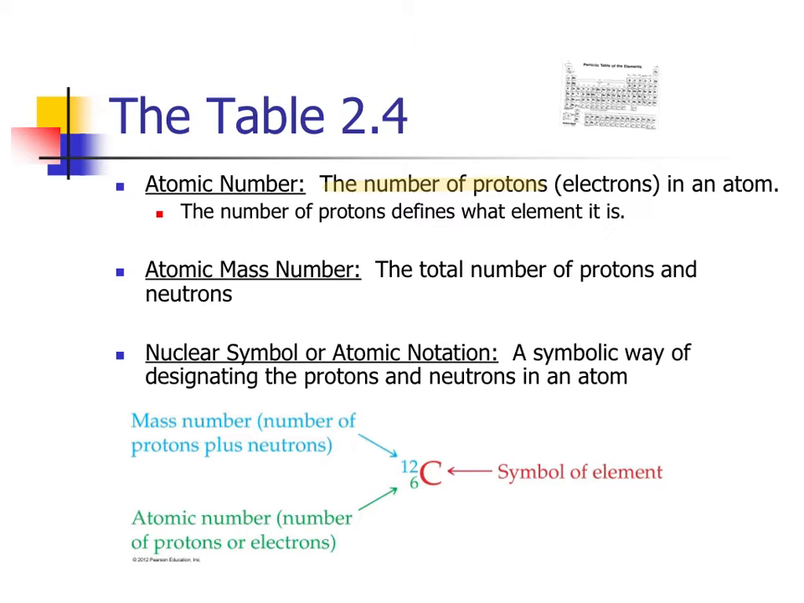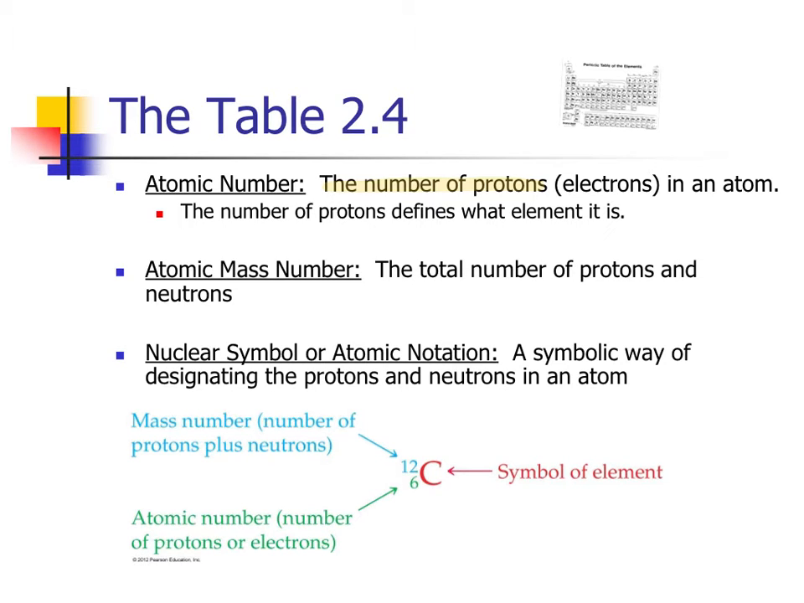Nuclear symbols or atomic notation is a way to determine the number of neutrons, based on the fact that you have the atomic number and the mass number, by subtracting 6 from 12 in this example here. Atomic notation or nuclear symbols also really help us identify isotopes, which is where you have a different number of neutrons altogether.